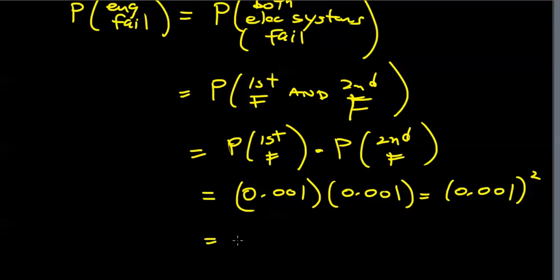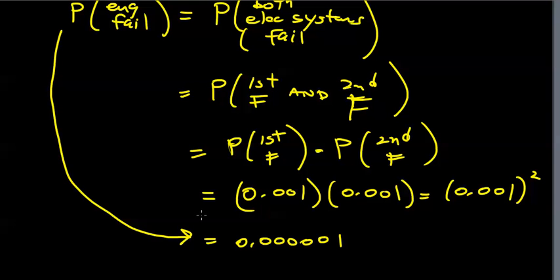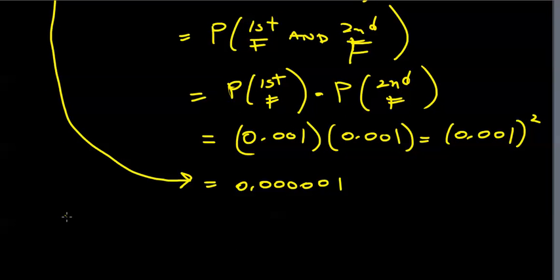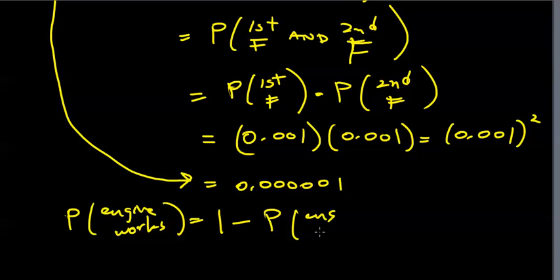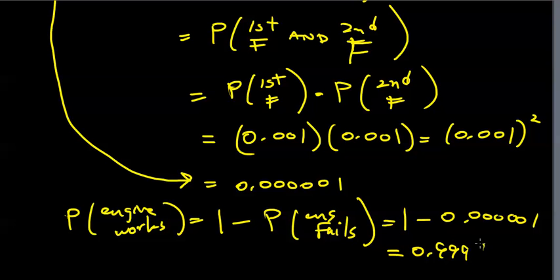So 0.001 times 0.001, of course, gives me 0.000001, or 1 millionth, a 1 in 1,000,000 chance. That's the probability of an engine failure. But the problem asked us, what's the probability that the engine works in the case of two redundant electrical systems? So the probability that the engine works is going to be 1 minus the probability that the engine fails. And that's, of course, going to be 1 minus 0.000001, and that, of course, is 0.999999. That's our answer to Part B.